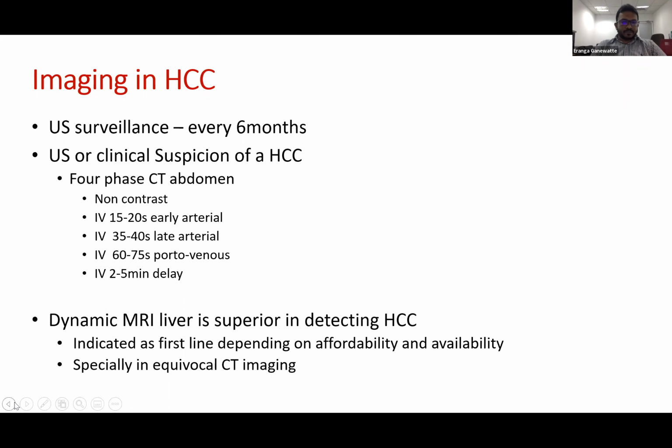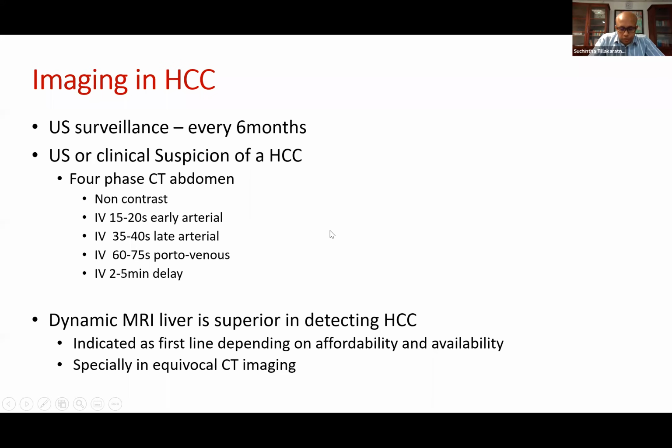hepatocellular carcinoma. So as a general rule, if MRI is available and practically usable, and ultrasound has detected a lesion, doing an MRI would be much better than just a CT, because detection rates are much better on MRI. So then you can avoid a CT. And that all depends on the affordability and availability of MRI.